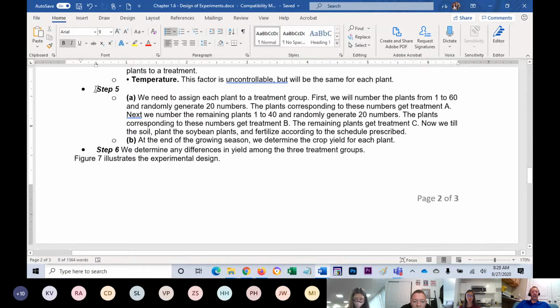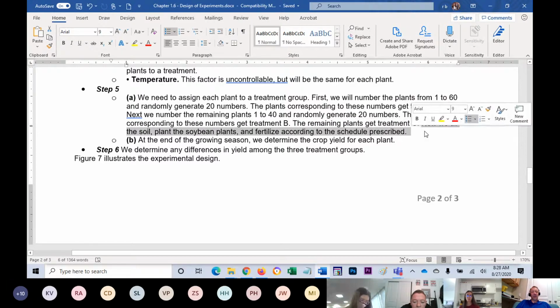All right, so step 5, we're going to assign each plant to a treatment group. We're going to number the plants 1 to 60, and then we're going to generate 20 random numbers. The plants corresponding to these numbers get treatment A. Then we'll number the remaining plants 1 to 40 and generate 20 more numbers. And these plants will get treatment B. And then the remaining plants will get treatment C.